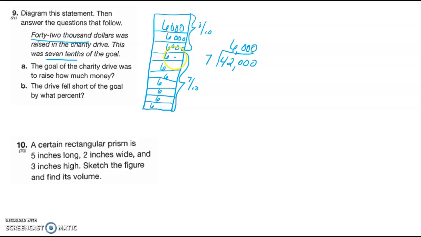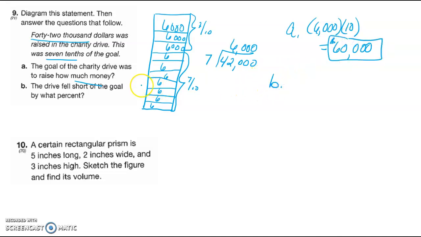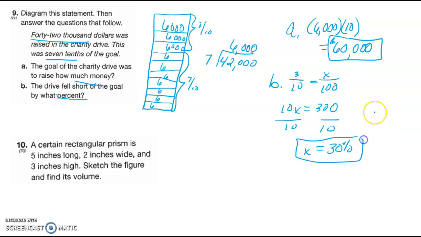It says the goal of the charity drive was how much? So it's actually, A is going to be 6,000 times 10, which is equal to $60,000. Okay, and then B says it fell short what percent? So it fell short 3/10, and we want to make that a percent. There's other ways to do this, but it fell short 30%. Okay, let's see.